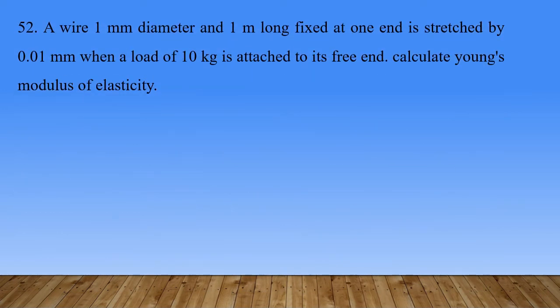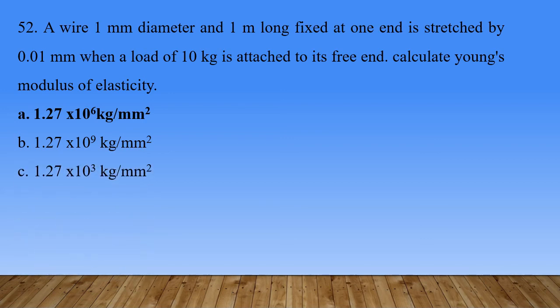Question number 52. A wire 1 mm diameter and 1 meter long fixed at one end is stretched by 0.01 mm when a load of 10 kg is attached to its free end. Calculate Young's modulus of elasticity. Option A 1.27 into 10 to the power 6 kg per mm square, option B 1.27 into 10 to the power 9 kg per mm square, option C 1.27 into 10 to the power 3 kg per mm square, option D 1.27 into 10 to the power 5 kg per mm square. The correct answer is option A, that is 1.27 into 10 to the power 6 kg per mm square.